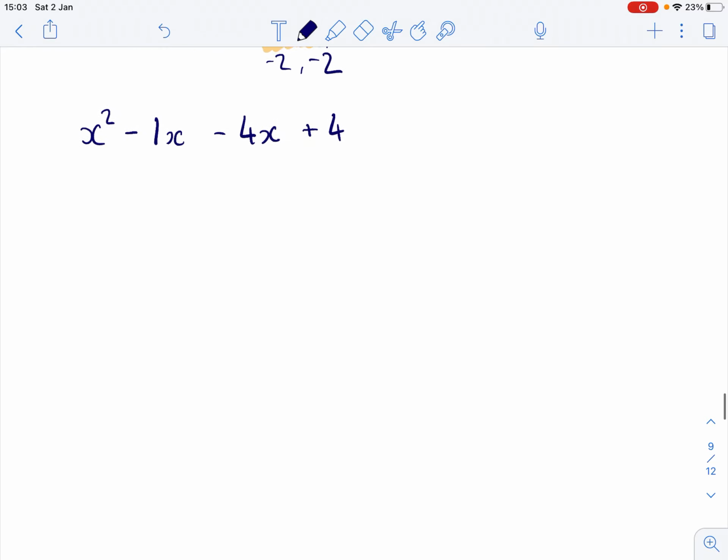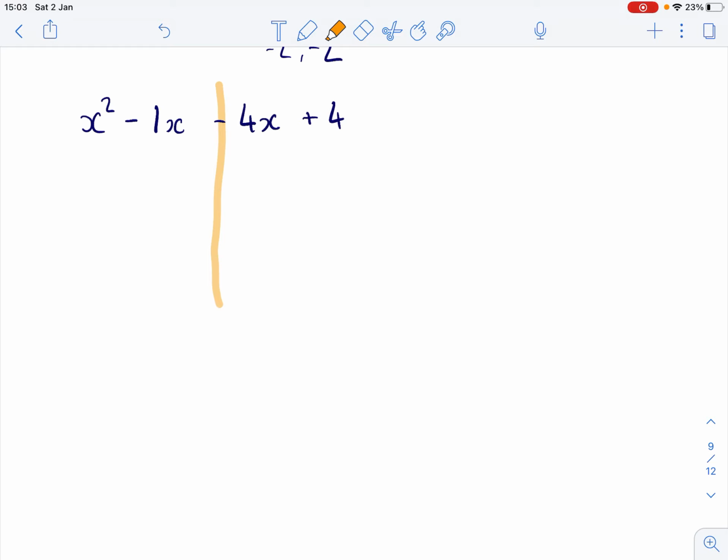Okay, so let's factorise each of these separately. So let's focus on the ones on the left-hand side first. Okay, so x is our common factor, and this is quite easy. This would just be x minus 1.